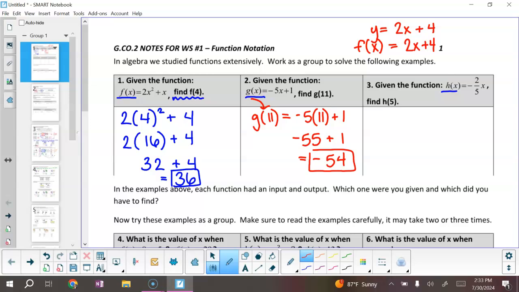Now, 3 is a little bit of a challenge because they threw a fraction at you guys, all right? But it's not going to be super difficult to work with that fraction, so don't let the fraction freak you out. You can handle this fraction, okay? So remember what we're doing here is we're putting this 5, because it says find h of 5, in for that x. So you have negative 2/5.